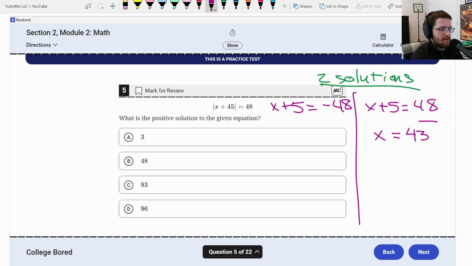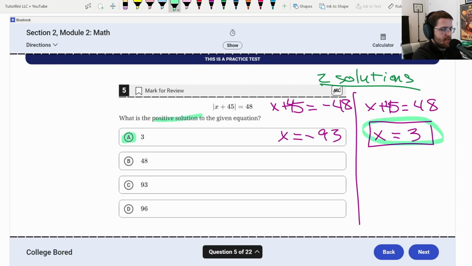Sorry, 45. I messed up. Here, let me look. 45. Subtract 45 on both sides, I get x equals 3. And then for the left one, I subtract 45 on both sides, and I get x equals negative 93. And they want the positive solution, so we're going to go with this one, which is answer choice A.